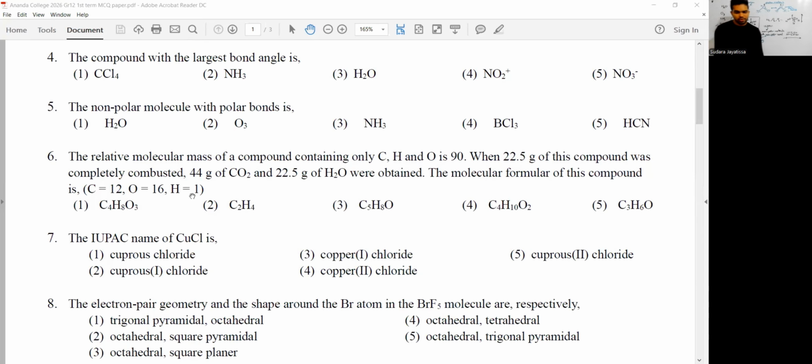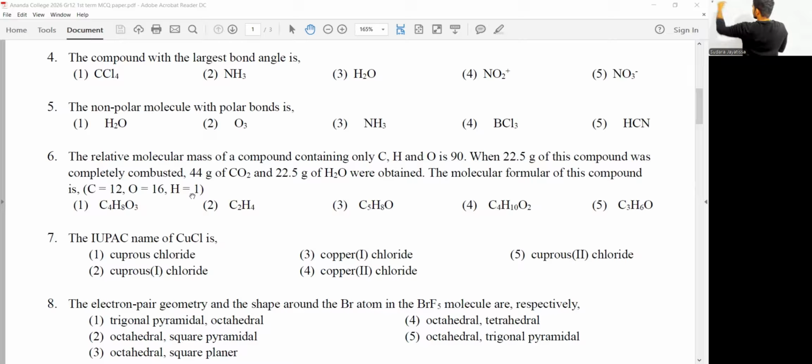Sixth question. The relative molecular mass of the compound containing only carbon, hydrogen, oxygen is 90. It's a good question anyway. You can see according to the given data, it is from empirical formula and molecular formula. It's a common question for the first-time test. Let's see how to do it. There is a fast method and a kind of longer method too. I'll tell you both.